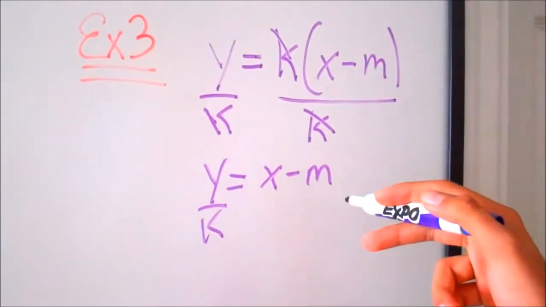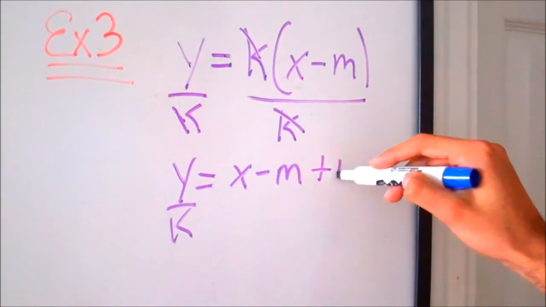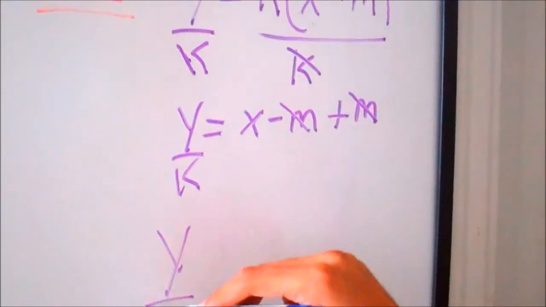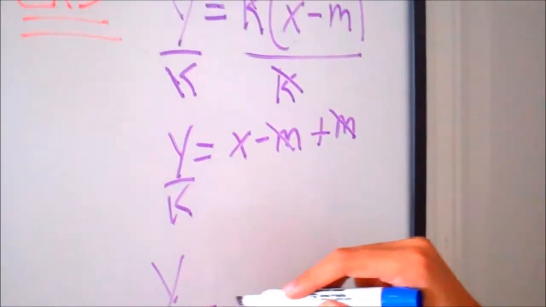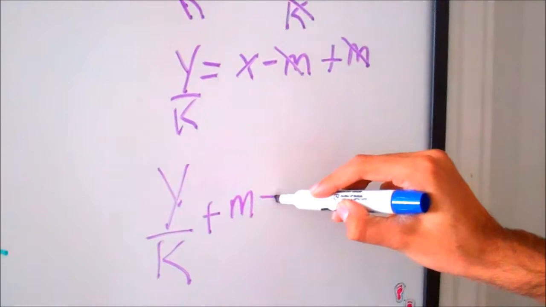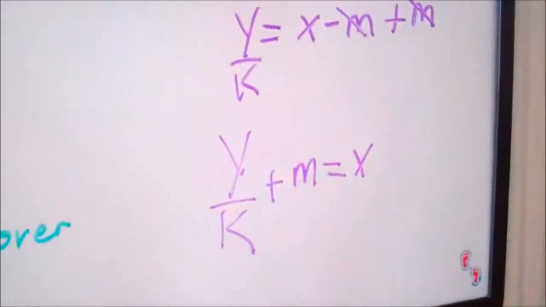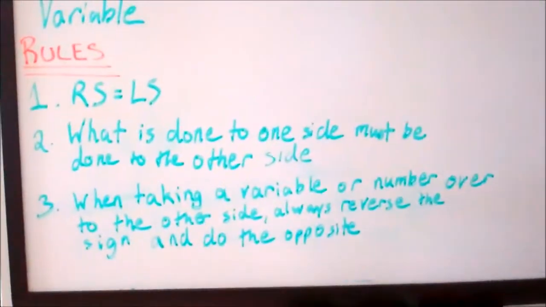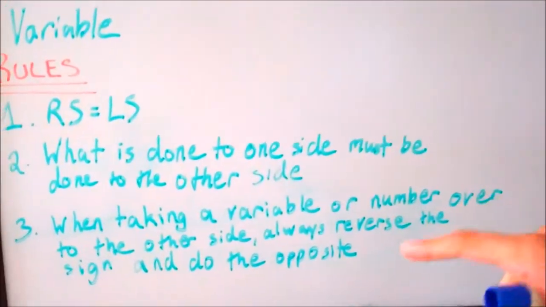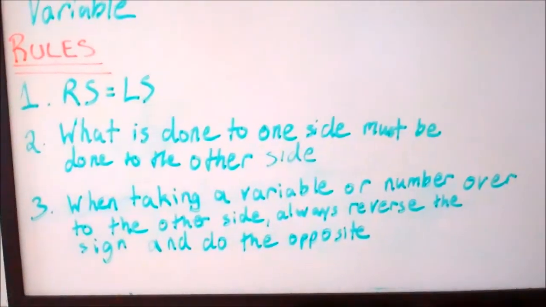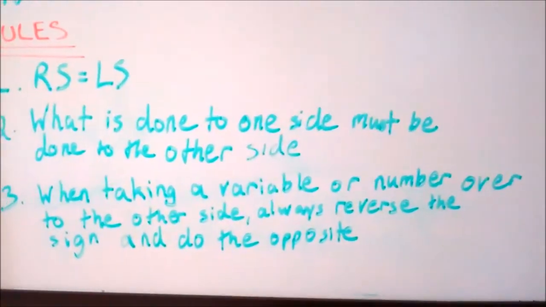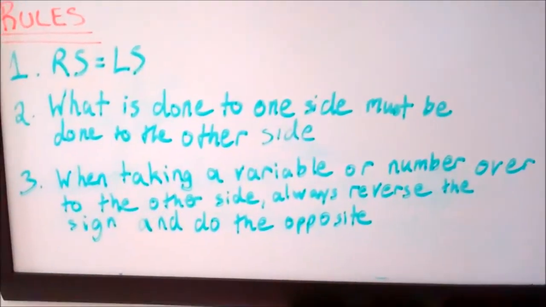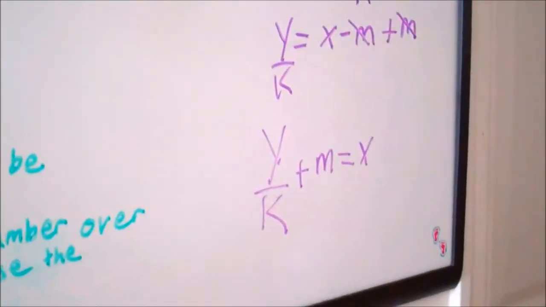Now, you take the negative m, you add m, it cancels out, and you add m to that side. So y over k plus m equals x. Now, the reason we did that is because if we go back to rule number 3, when you are taking a variable or number over to the other side, always reverse the sign and do the opposite. So instead of negative m, it became positive m. Now, that is one way of doing this example.